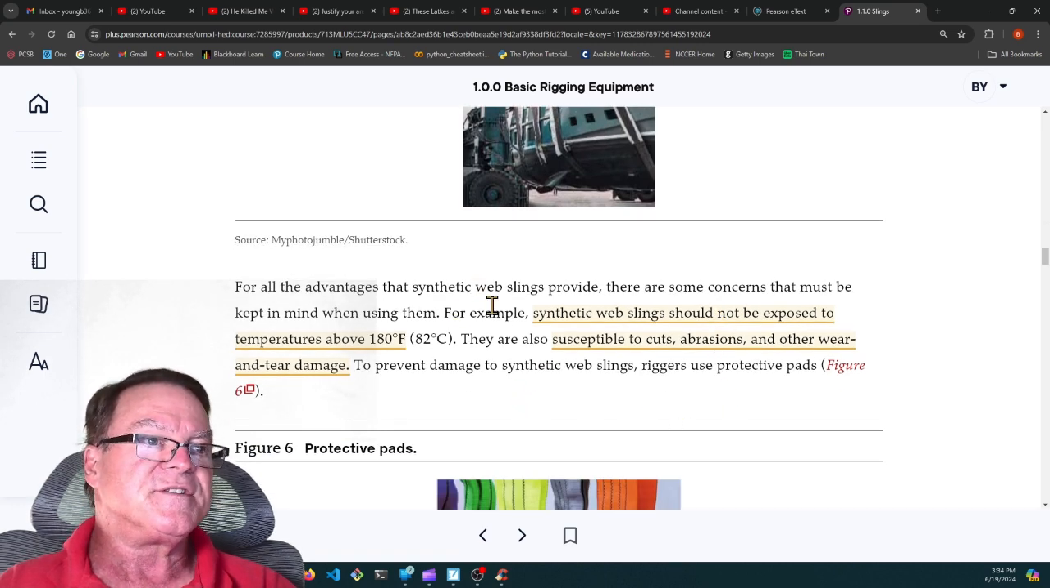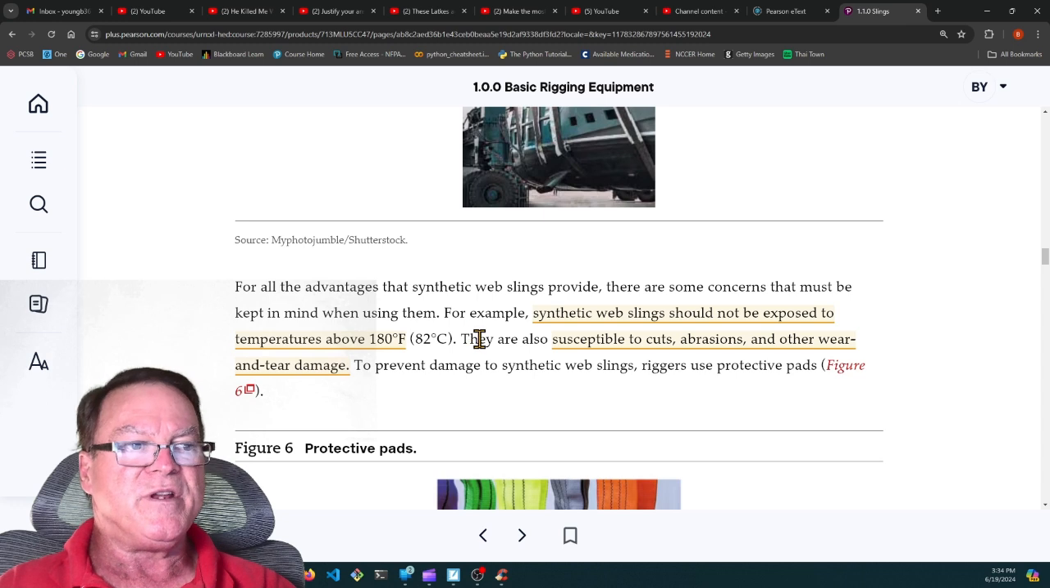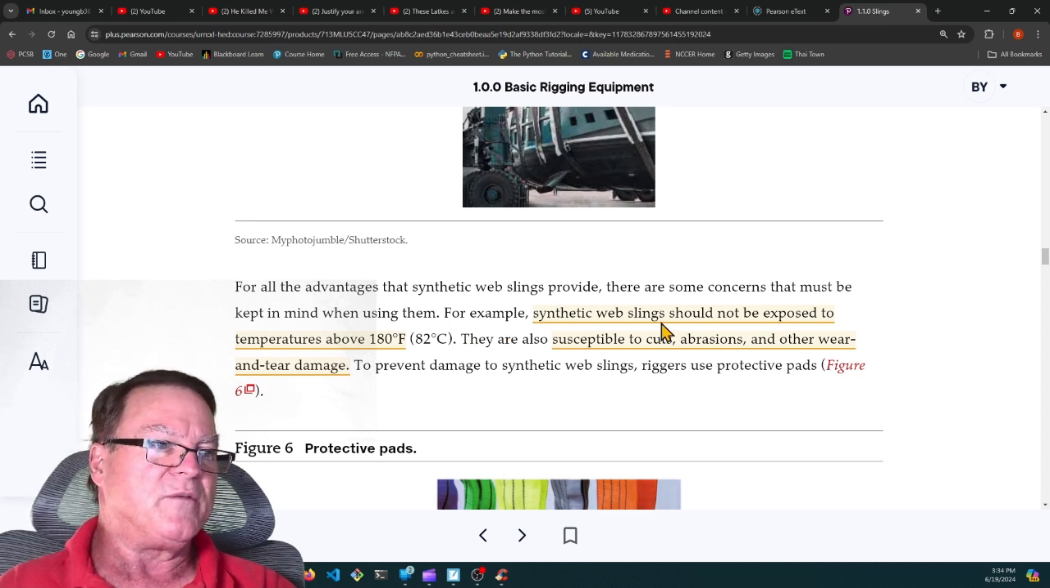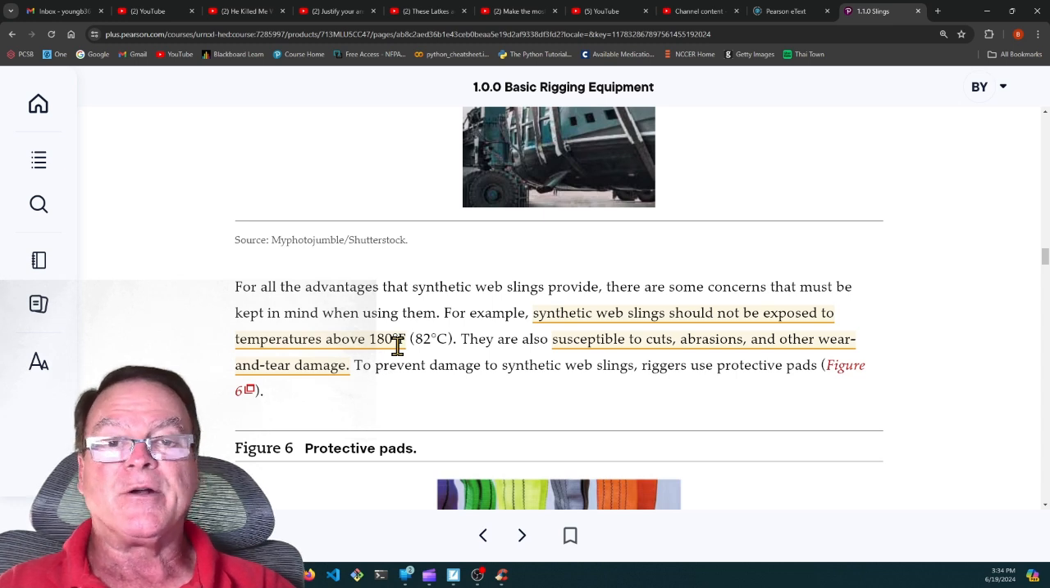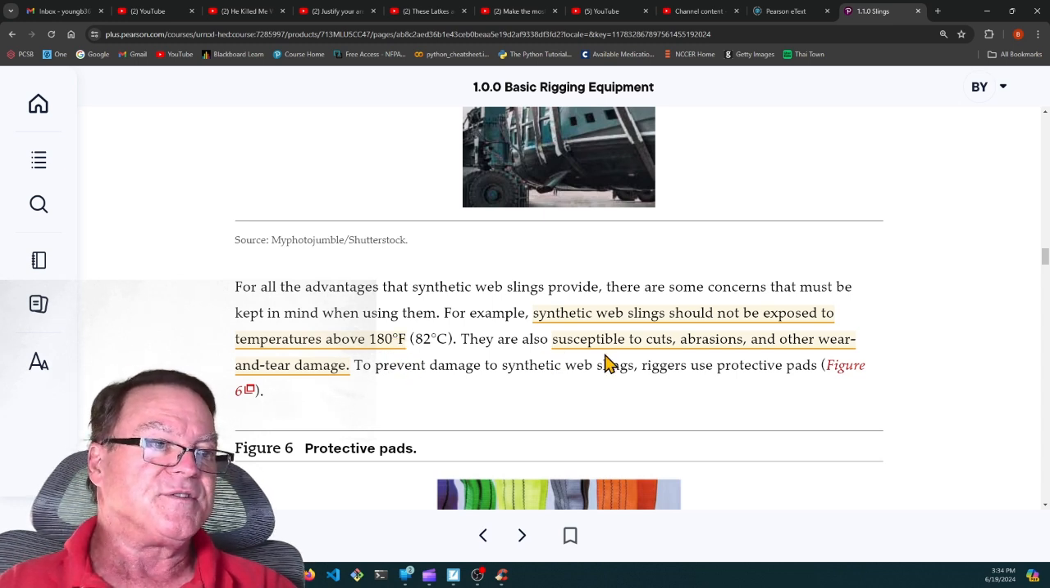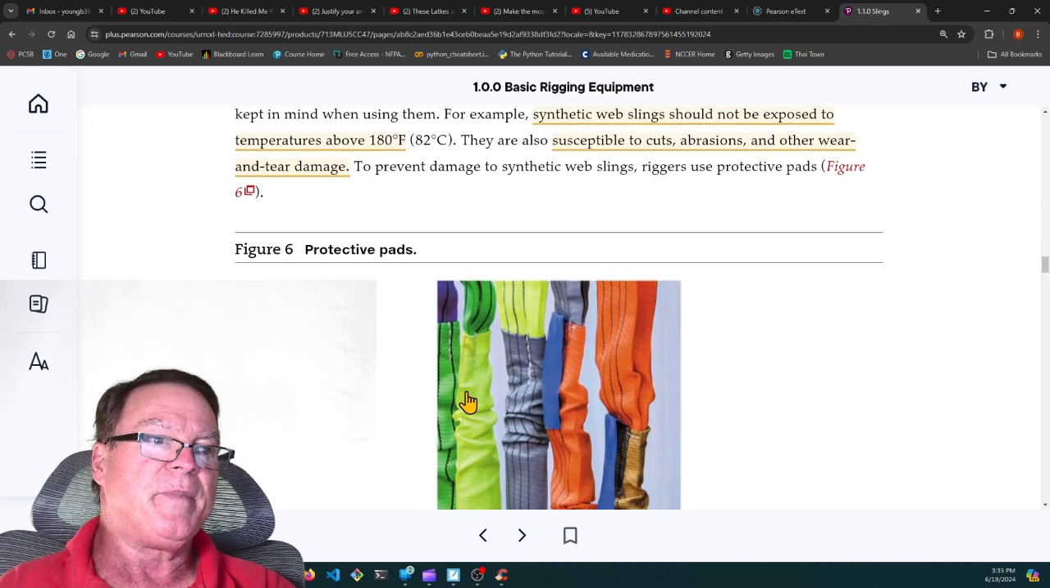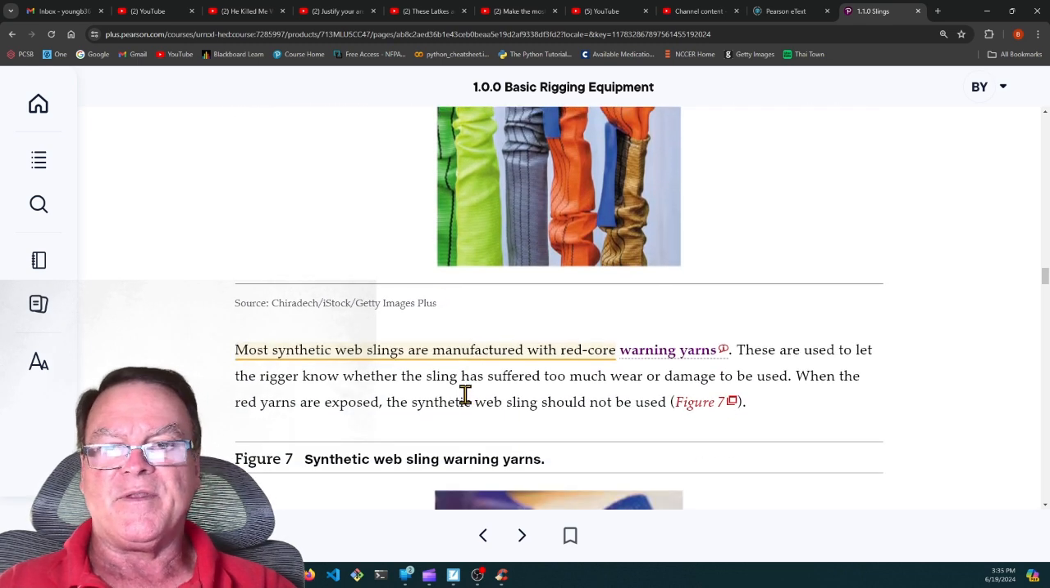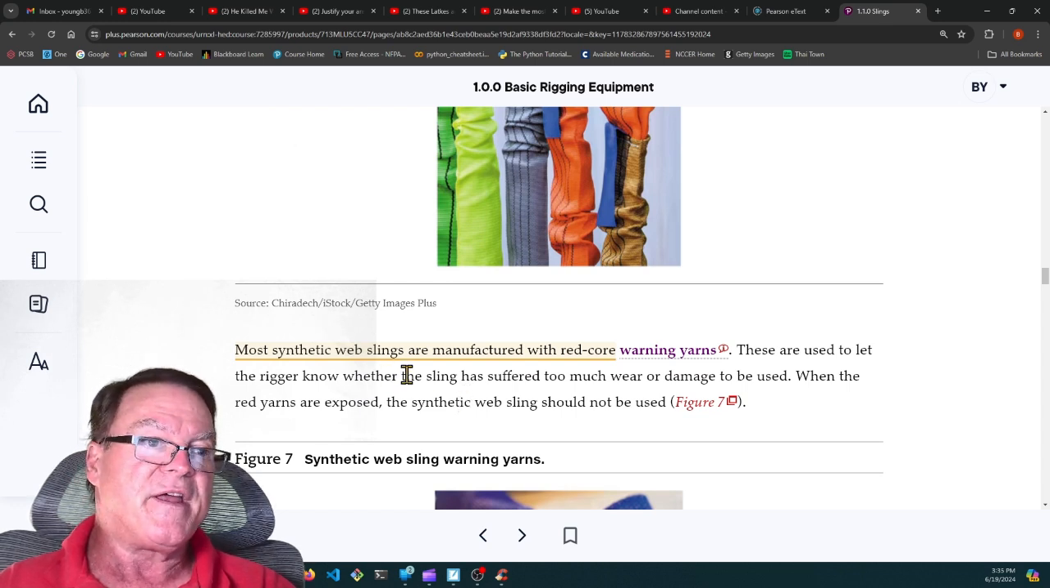For all the advantages that synthetic slings provide, there are some concerns that must be kept in mind when using them. For example, synthetic web slings should not be exposed to temperatures above 180 degrees Fahrenheit. They're also susceptible to cuts, abrasions, and other wear and tear damage. So you do not want to get them near a source of heat. They will melt.